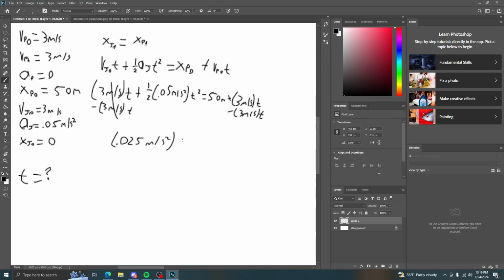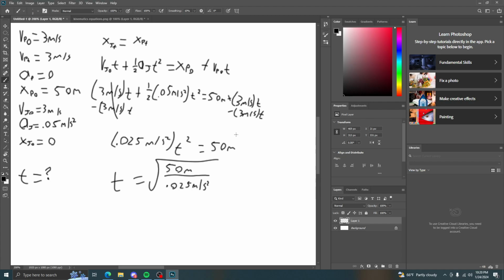And then times t squared equals 50 meters. And then you just divide both sides by 0.025 meters per second squared. And then you take the square root of both sides because of the squared here, and then you would have t equals the square root of 50 meters divided by 0.025 meters per second squared.